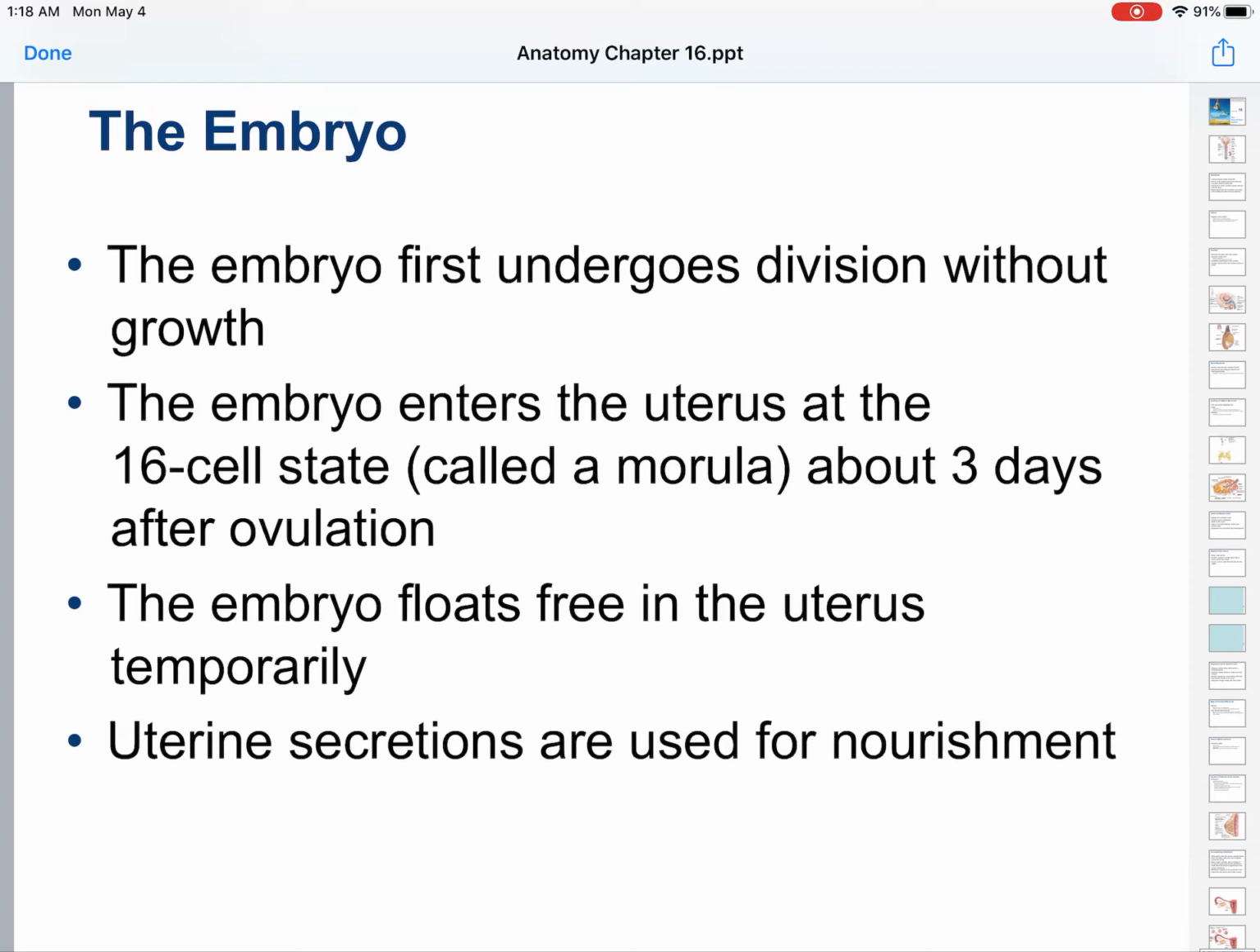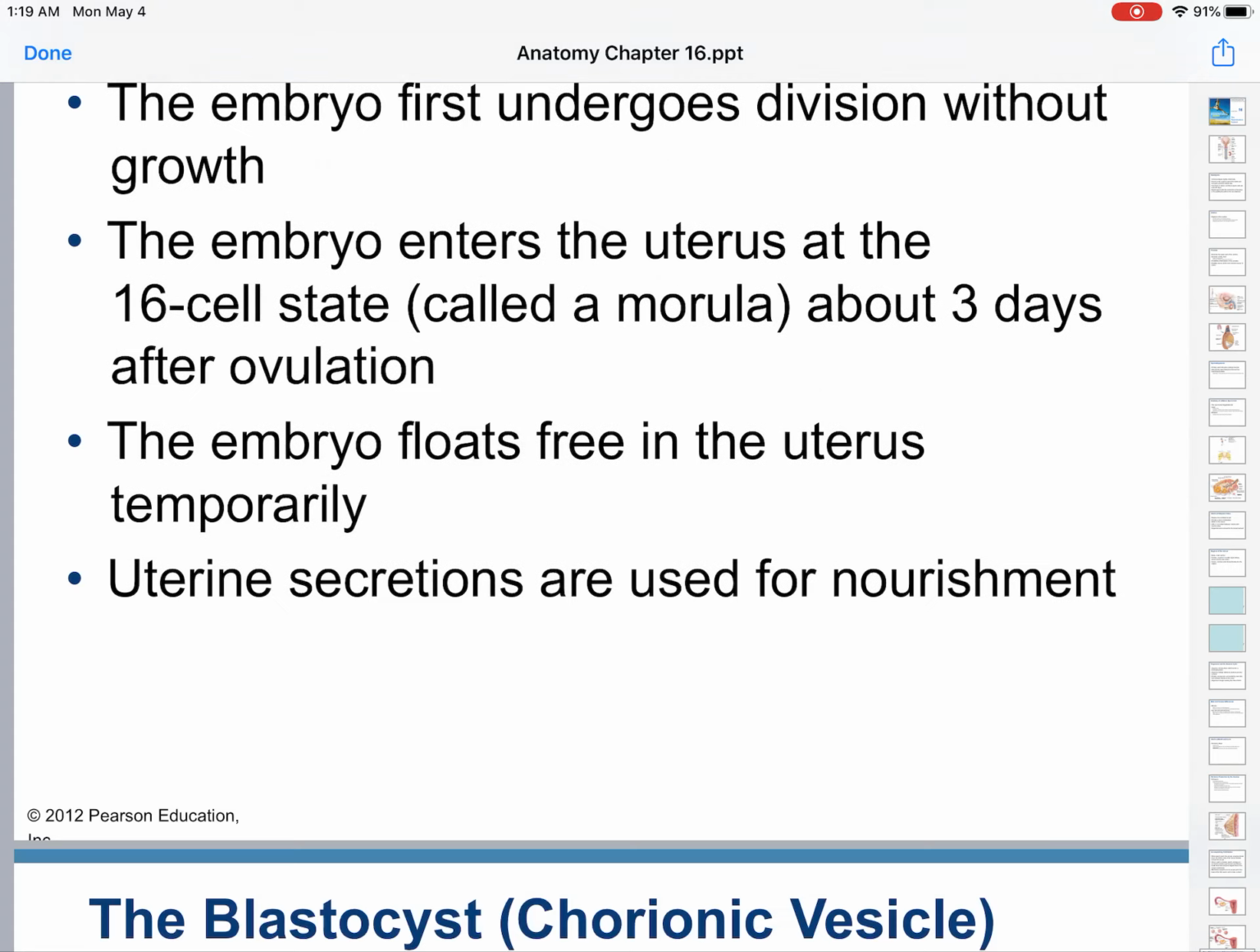Embryo first undergoes division without general growth. You take that and you just keep dividing. However, you are not making more cytoplasm. So while it does grow a little bit, you don't have the size doubling every time you divide. Eventually, the embryo floats freely in the uterus and will attach to the endometrium about 7 days after ovulation.